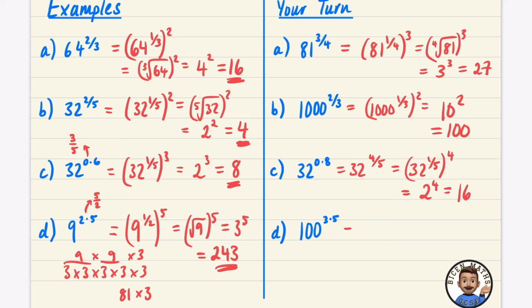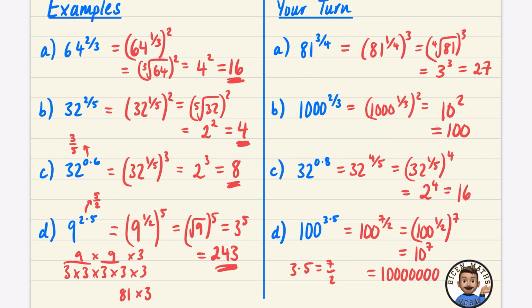Now this last one, 100 to the 3.5, that's 100 to the 7/2. 3.5 is equivalent to 7/2. So it's going to be 100 to the half to the power of 7. 100 to the power of 1/2, that's the square root of 100, which is just 10. So it's 10 to the power of 7, which is luckily very easy. There's going to be 1, 2, 3, 4, 5, 6, 7 zeros, meaning it is 10 million.